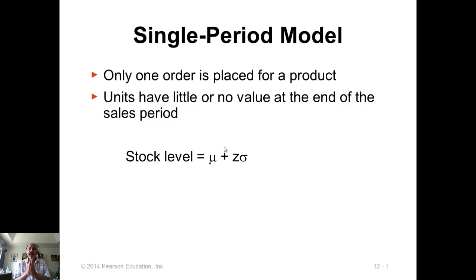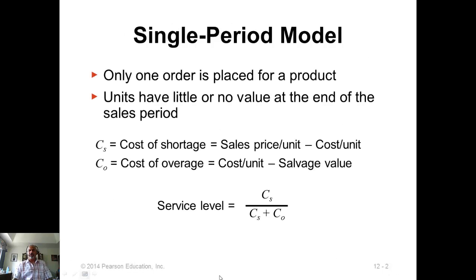But there is a way of finding the optimum service level, and that is given by this formula, C sub S over C sub S plus C sub O, where C sub S is the cost of stock out or cost of shortage if you don't have enough. So if you don't have enough products and there is demand, then that cost would be the profit that we could have made. So C sub S is the sales price per unit minus cost of stocking the unit. So that's the profit that we could have made that we are not able to make now because we have run out of stock. So that is cost of stock out.